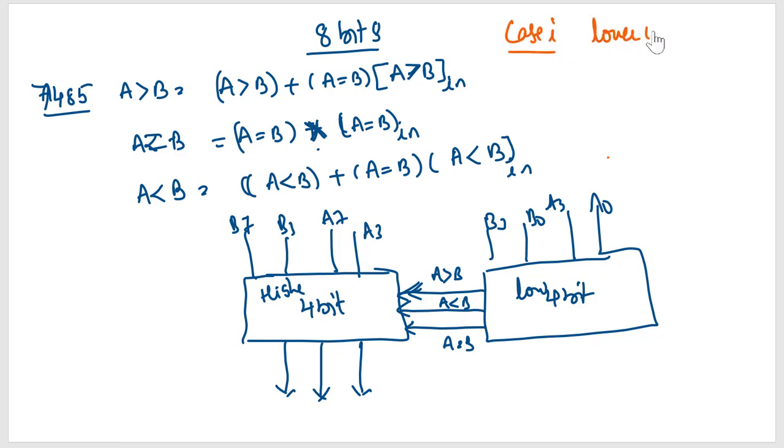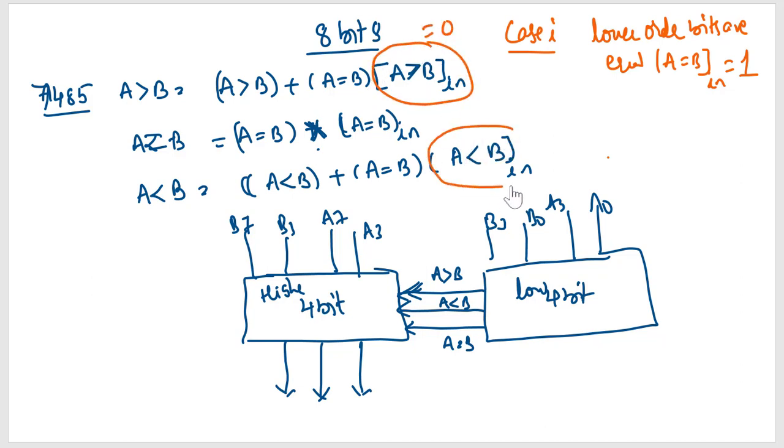If lower order bits are equal, that means a equals to b in is 1. In this case, your output will be, your this will be 0 and this also 0, right? Since a equals b in is 1 means remaining 2 bits will be 0. That means your a greater than will be a greater than b, a equals to will be a equals to b, because this is equivalent to 1, and a less than b will be a less than b.